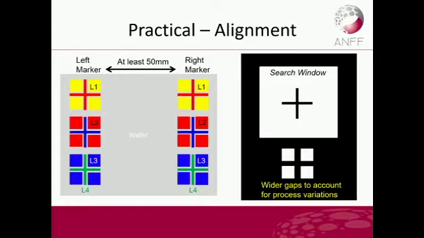And this is just an example to show you a search window. When you overlay on top of the wafer marker, you can actually use it to align, rather than if you have a negative pattern, it's impossible to align this one to this one. So think about how you're going to do the alignment strategy, and also always make the gap wider to account for process variations.